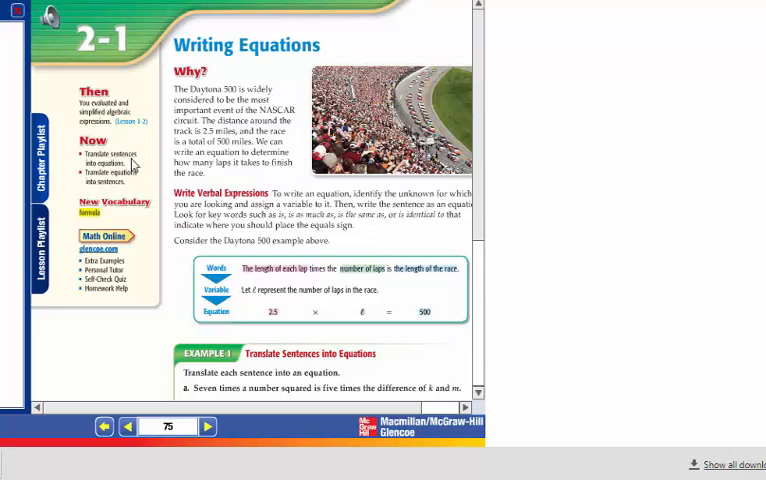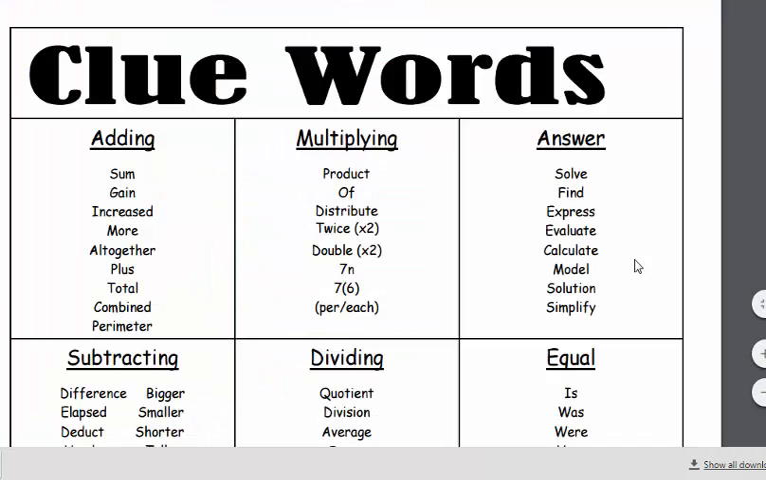Okay, so we're going to translate words into math. And so let's look at this clue words list that I found. This is not 100% complete, but this gives us a really good start. For adding, we have sum, gained, increased, more, altogether, plus, total, combined. Perimeter is adding. We can also use an added to. We have multiplying, product of, distribute, twice, double.